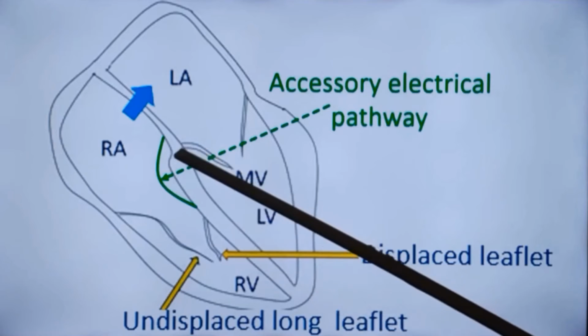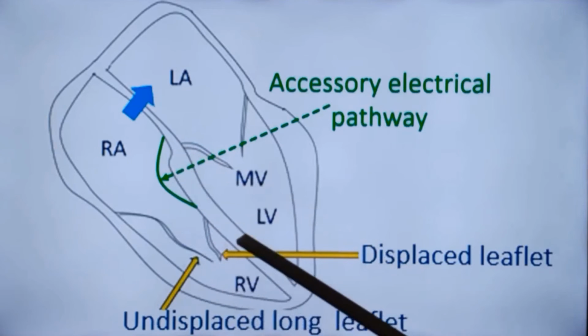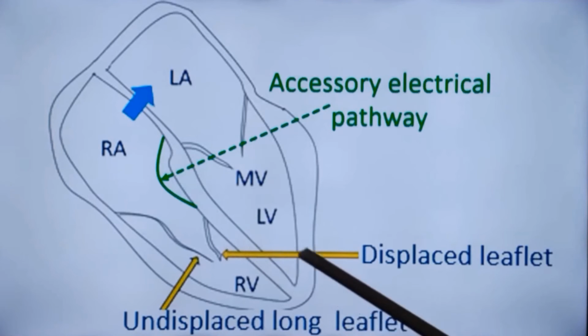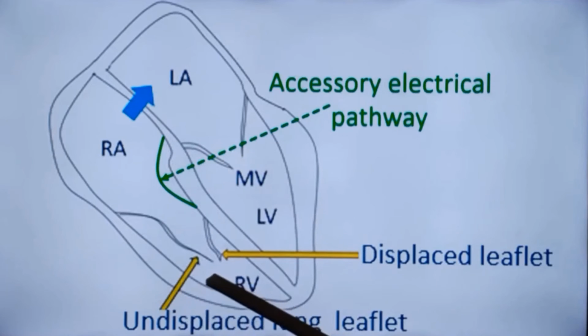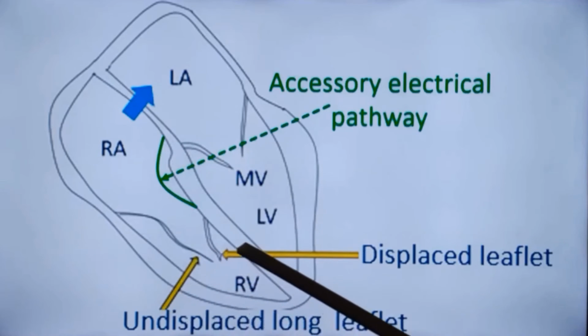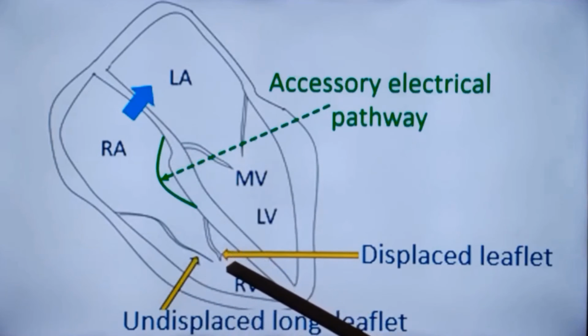Electrophysiological study will show that, and this pathway can be ablated. This is one important cause of supraventricular tachycardia in Ebstein's anomaly. A huge right atrium can also predispose to supraventricular arrhythmias in Ebstein's anomaly.